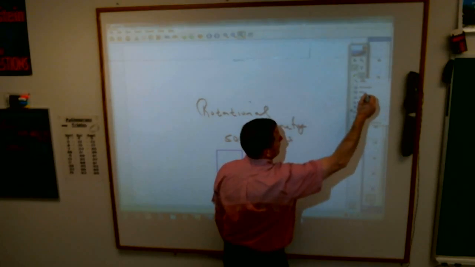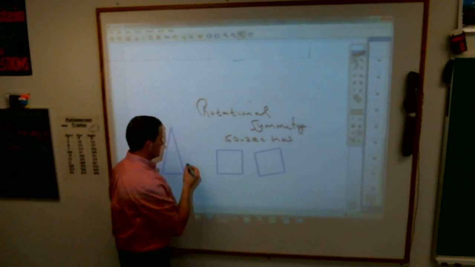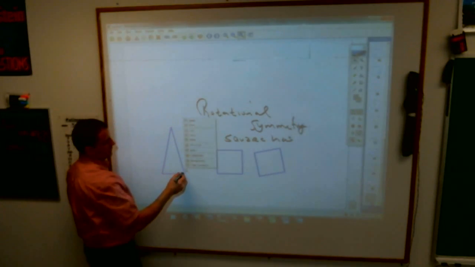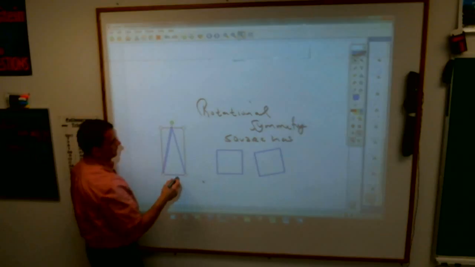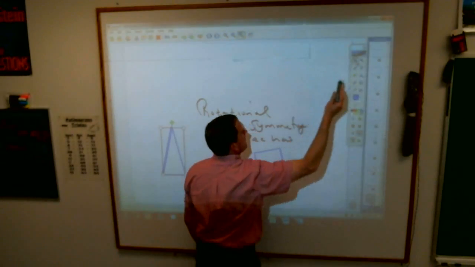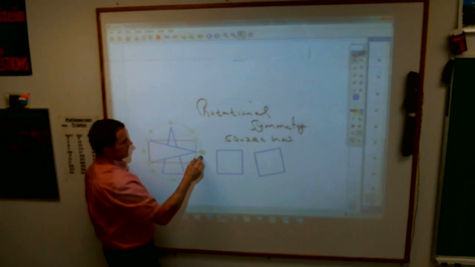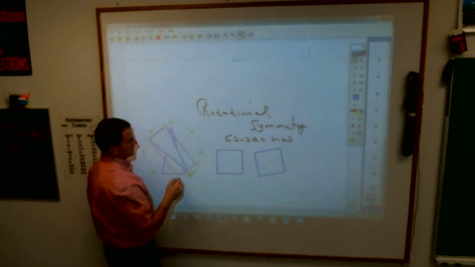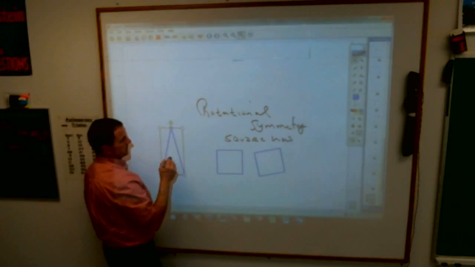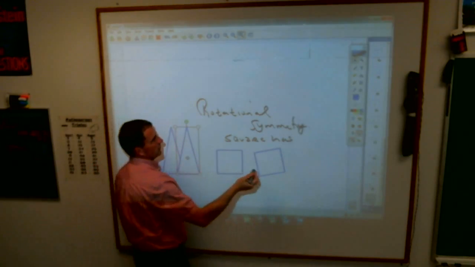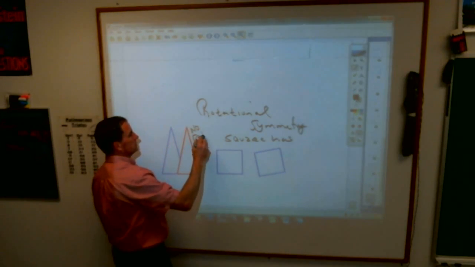If you had a triangle that looked like this, and you spin it, when it gets to here, is it exactly the same? No. When you spin it 180 degrees, it's upside down, still not the same. It doesn't become the same until you spin it all the way around, so this does not have rotational symmetry.